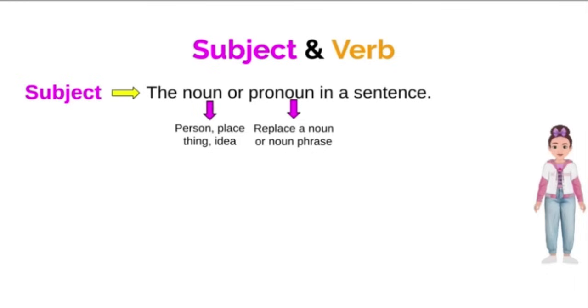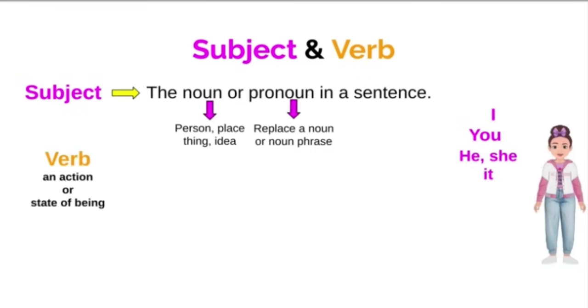A few examples of English pronouns: I, you, he, she, it. Okay. Now, a verb. What's a verb, Autumn? It is an action word or state of being. Very good. There are so many types of verbs.